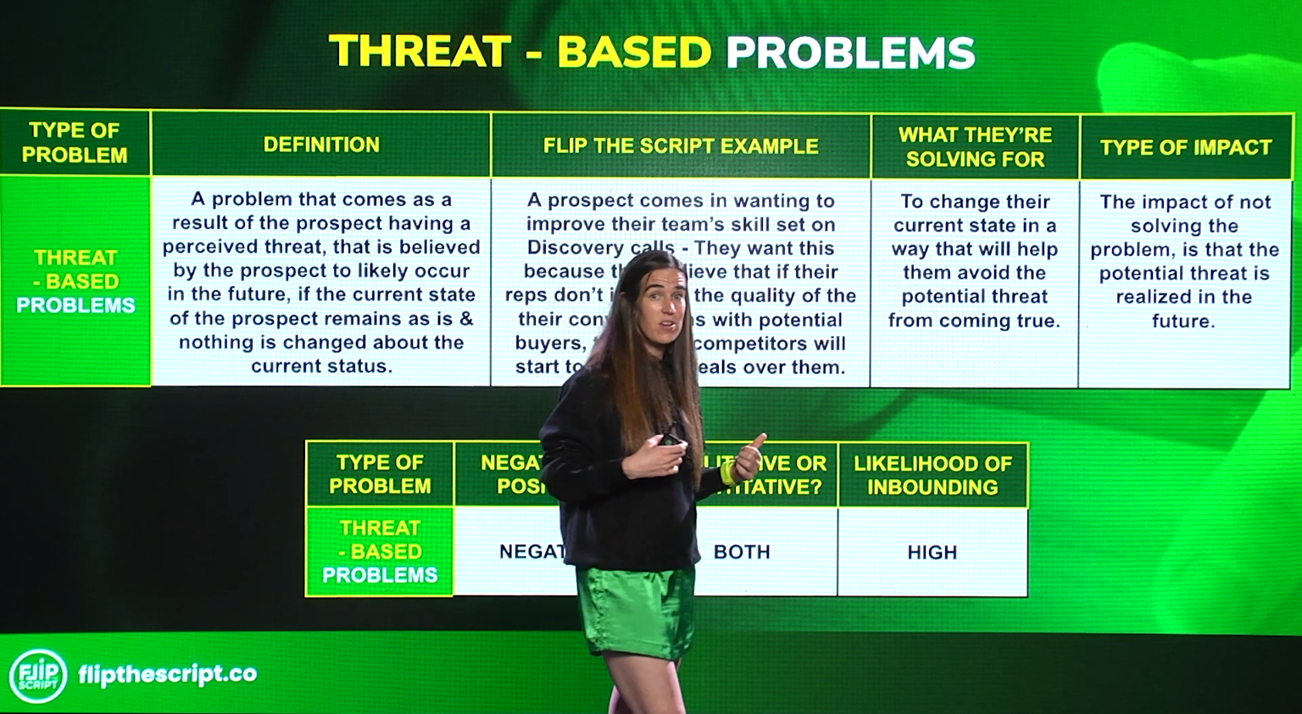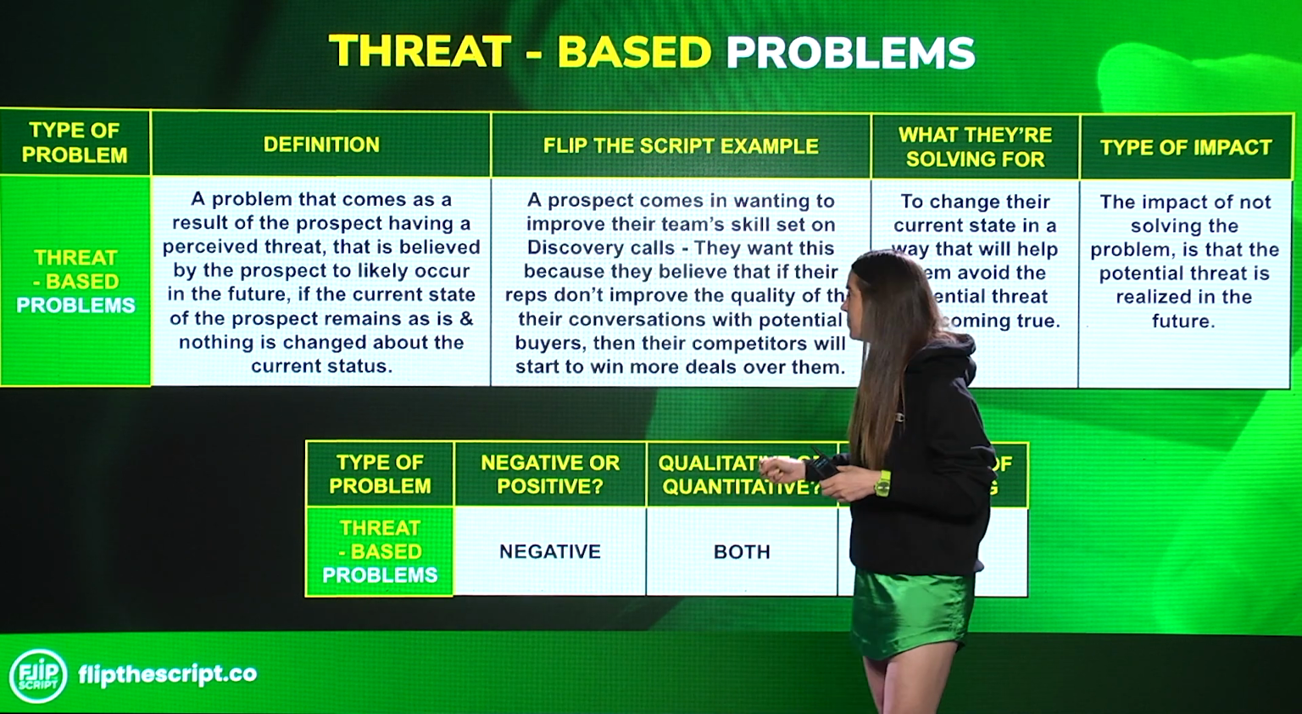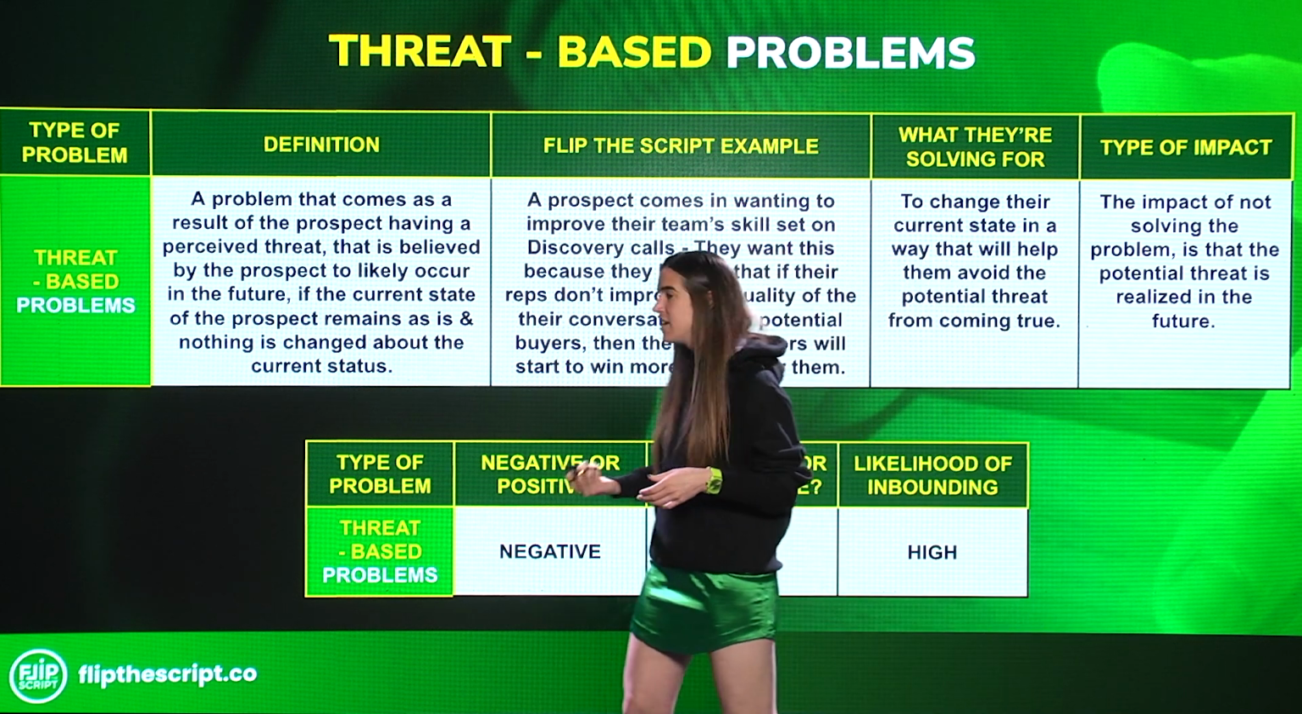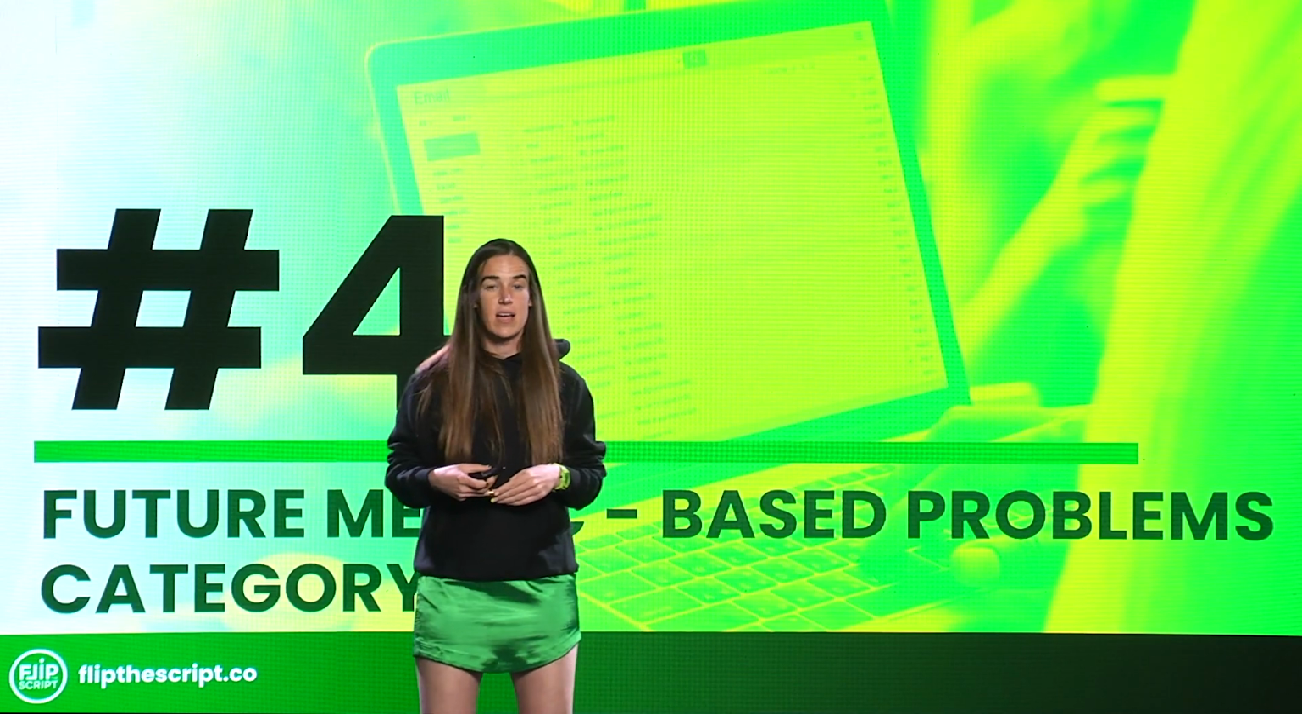So that becomes a reality for them if you don't solve for it appropriately. This is negative. It can be qualitative or quantitative, and the likelihood of this inbounding is very high.